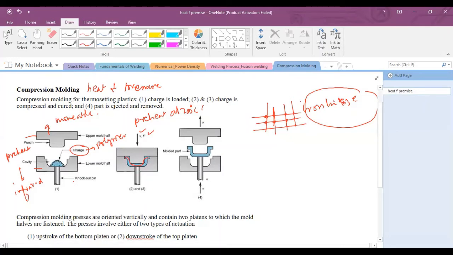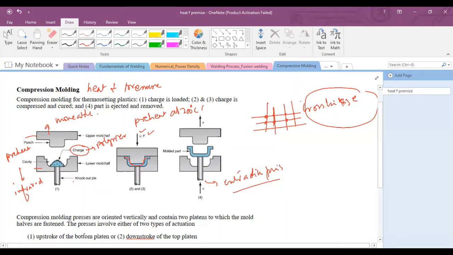In the last stage, we will use the extraction pins or knock pins. This is also called extraction pins. Knock pins are used to eject the molded part from the dies. In the last step, the extraction pin is used to eject the part from the mold.